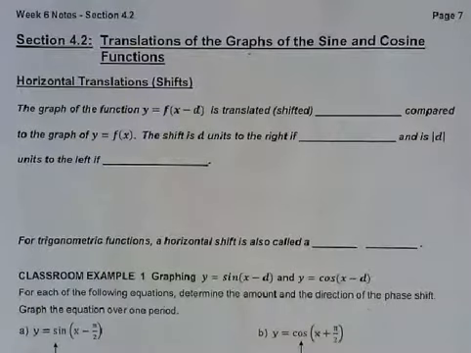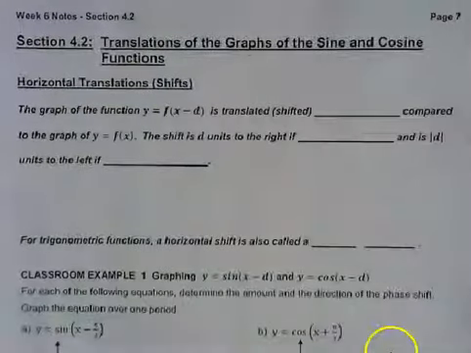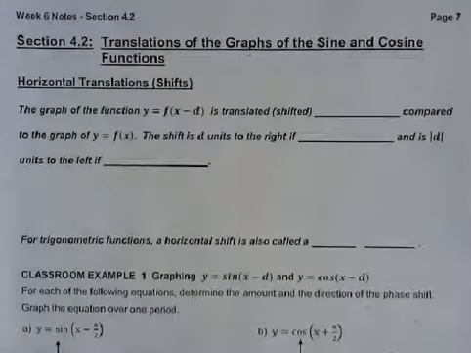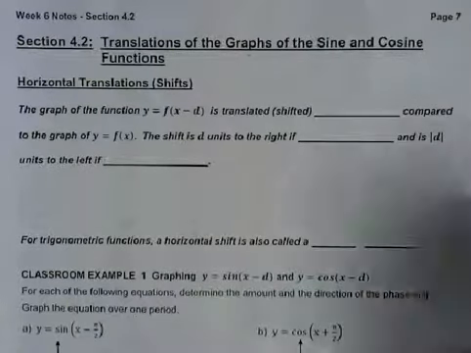This is your video for section 4.2. In this one, we're going to talk more about the graphs of the sine and cosine functions, but we're going to do some translations. So things like horizontal and vertical shifts, horizontal and vertical stretches and shrinks, and reflections across the x-axis. We're going to start with the horizontal translations, and I usually call these shifts, but a horizontal translation and a horizontal shift is the same thing.